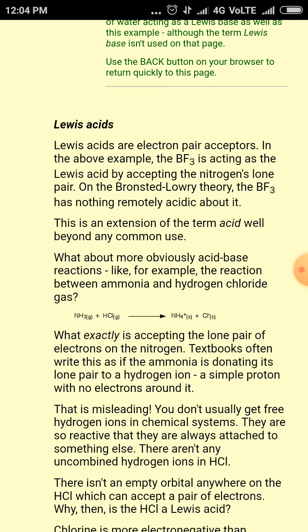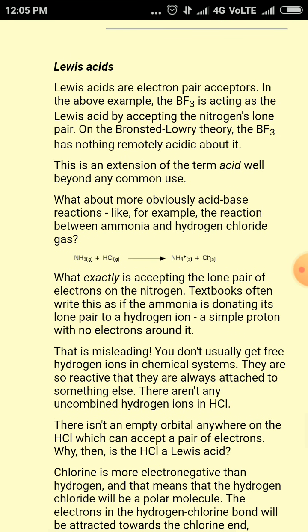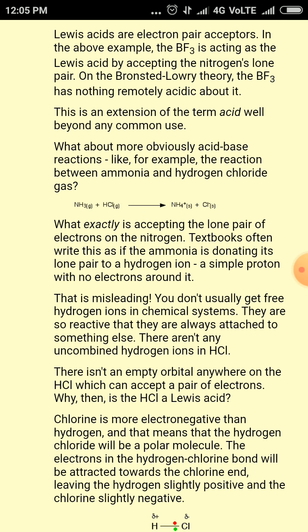Obviously, in an acid-base reaction, like for example the reaction between ammonia and hydrogen chloride gas, what exactly is accepting the lone pair of electrons on the nitrogen? So you can see in this reaction that ammonia and HCl react and form ammonium ion and Cl minus ion.